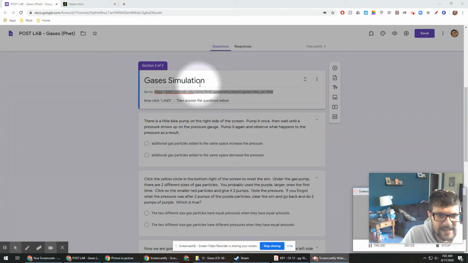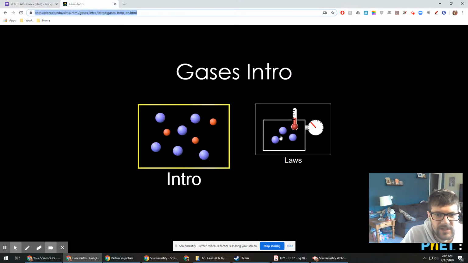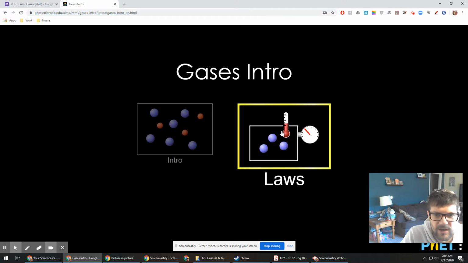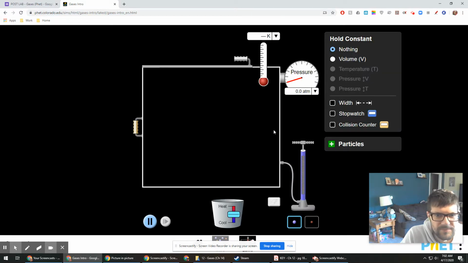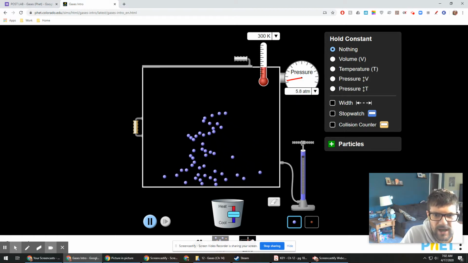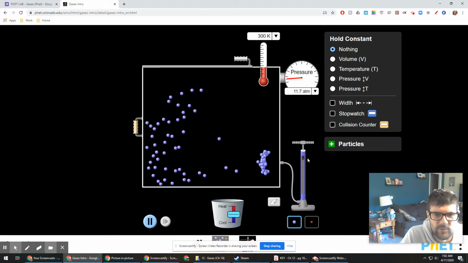I want to go over the gases simulation. So the first thing we need to do is highlight the link and go on over to the sim. Over on the sim, you've got the laws, and then you've got this little playground for yourself. The first thing we're going to do is pump some gas into it, right? And then the first question is, observe the pressure. Now add a second pump of gas, and what do you notice?